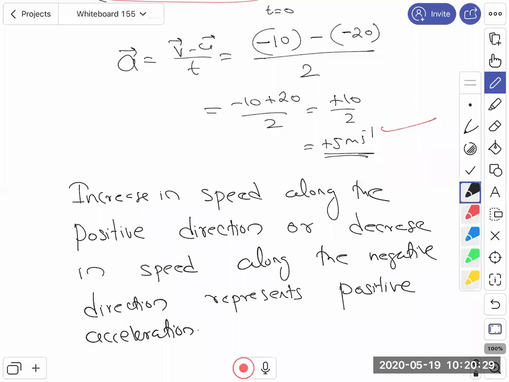Sir, in this definition, instead of speed, there should be velocity now. No. Speed only. वेलोसिटी में डायरेक्शन भी आ जाता है, ठीक है? तो इधर हमने डायरेक्शन के लिए ऑलरेडी पॉजिटिव डायरेक्शन, नेगेटिव डायरेक्शन लिखा है ऑलरेडी इसमें.